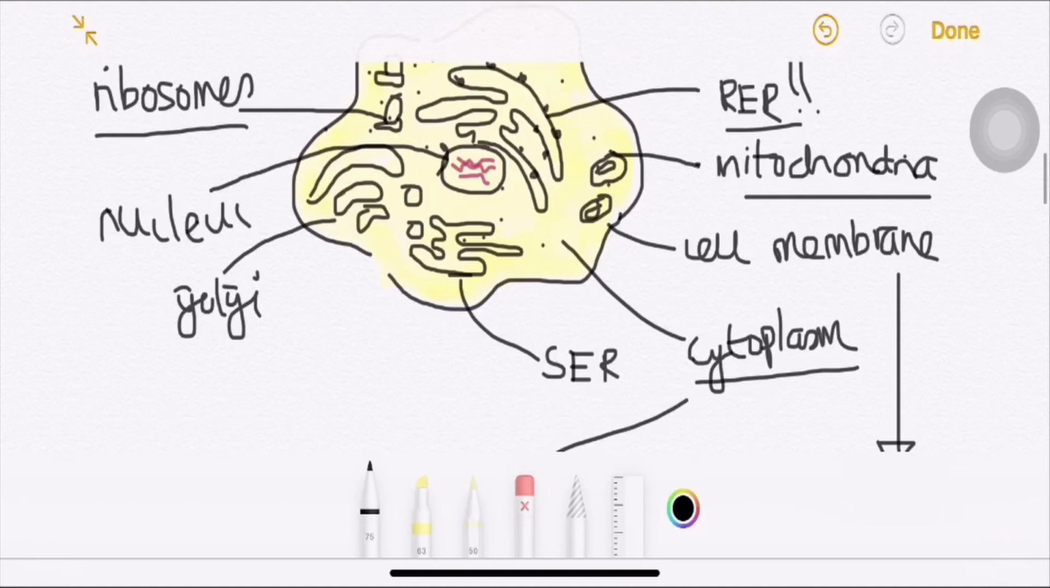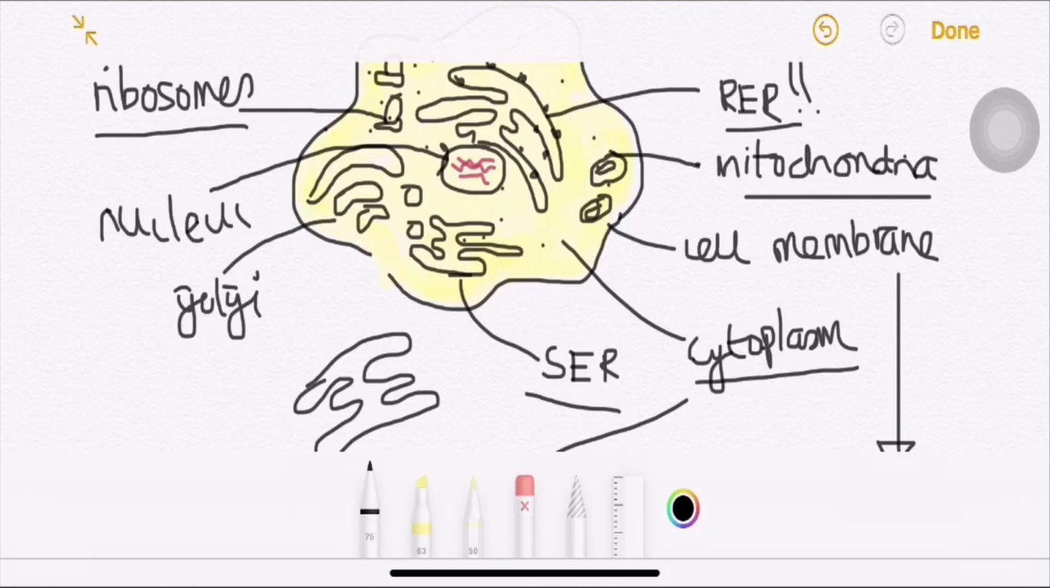There's another structure over here. This one that does not have any dots on it is smooth. It does not have a structure, it's just very smooth like that, no dots on it. The smooth endoplasmic reticulum is different from the rough endoplasmic reticulum, and the SER has functions such as lipid synthesis. So that is where the lipids are produced.